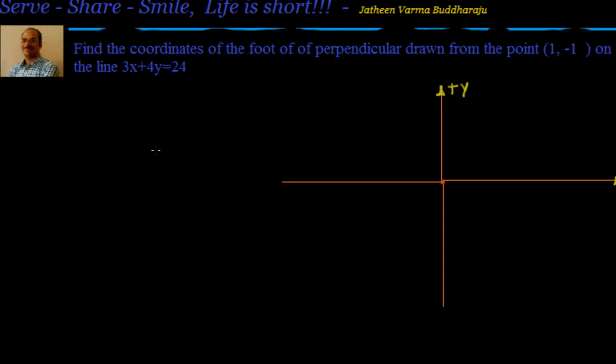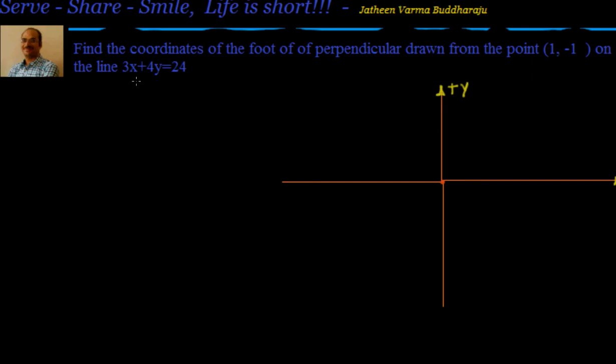In this session, let's look at how to find the coordinates of the foot of the perpendicular drawn from a particular point onto a line. So, what is the approach to solve this problem? Let's first try to plot the straight line and the point, and then afterwards let us see what is the approach we have to follow.